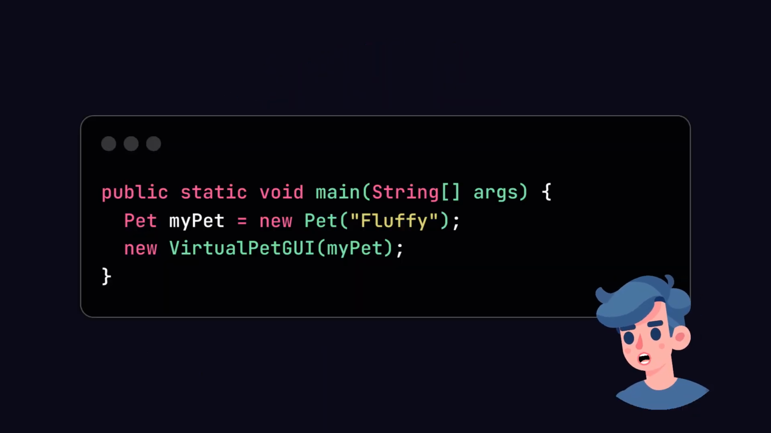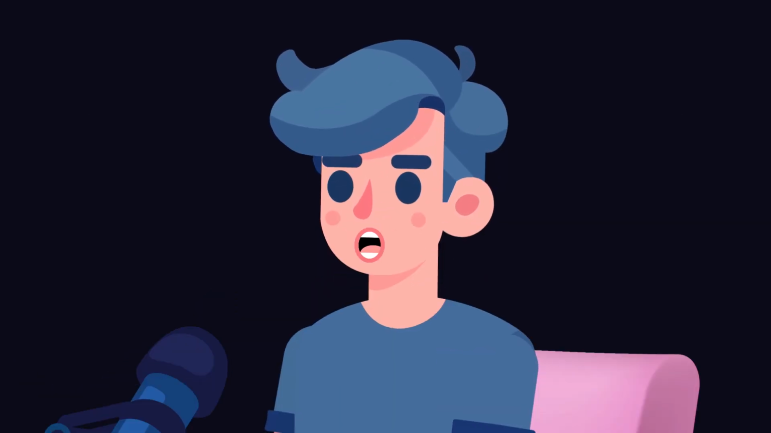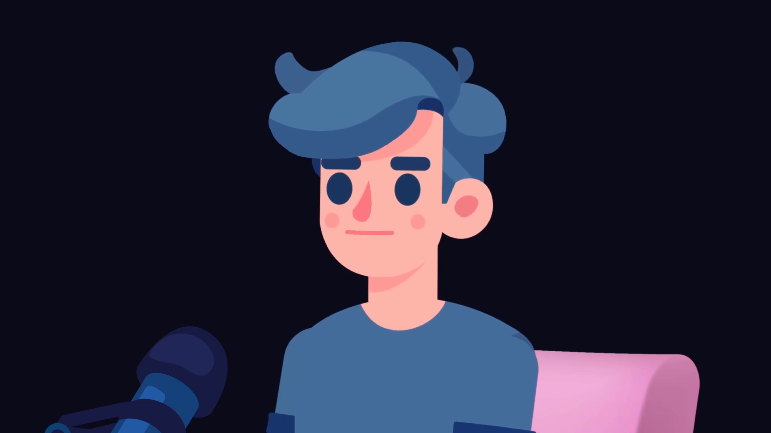Next, let's update the main game logic to instantiate our GUI instead of the command line interface. Modify the main method to create an instance of Virtual Pet GUI. Now when you run your program, you should see a graphical window where you can interact with your pet. This adds a playful visual aspect to your pet game.